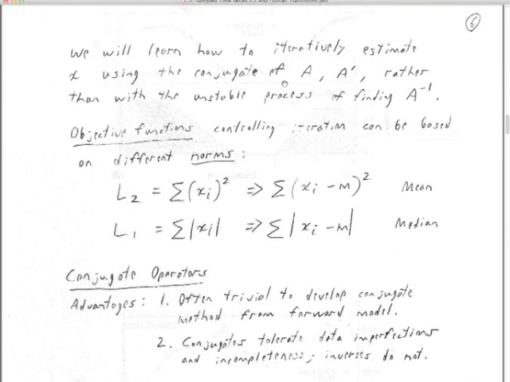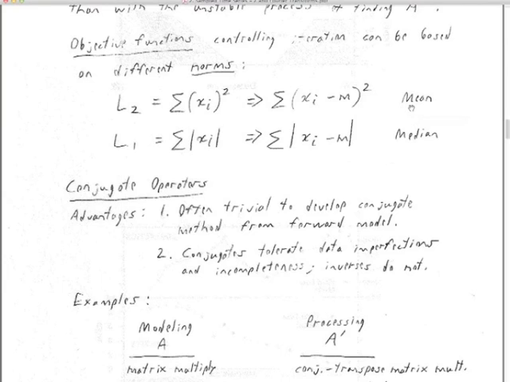So in 757, we will talk about iterative estimation using a conjugate, written here as A prime to indicate that it's both the transpose and the conjugate of the operator, in preference to the unstable process of finding A inverse, because A is just full of zero eigenvalues in almost all of our problems. And thus we have the interplay, the contrast between processing and inversion. In Claerbout's PVI book, processing is the use of a conjugate, and inversion is the use of A inverse.